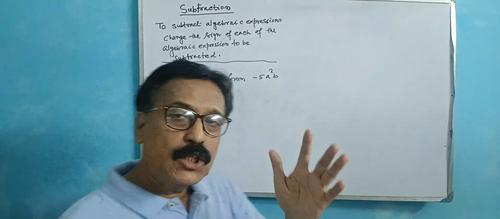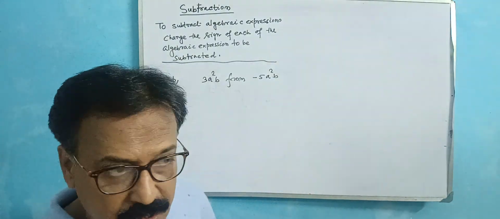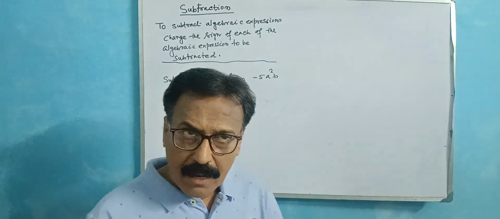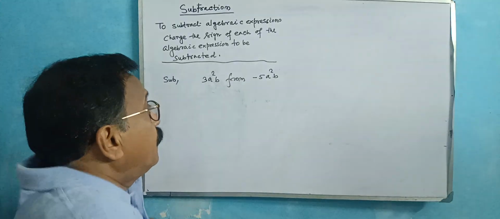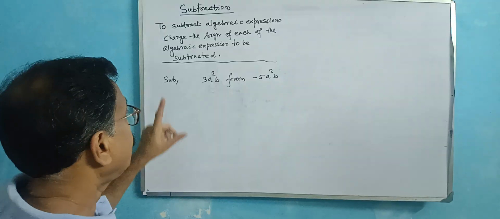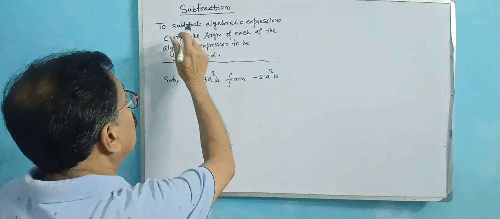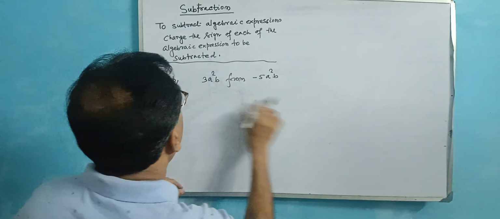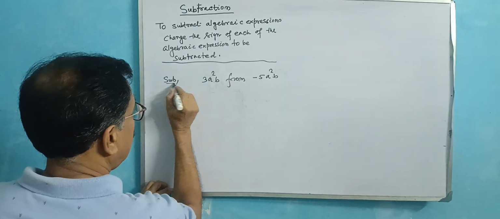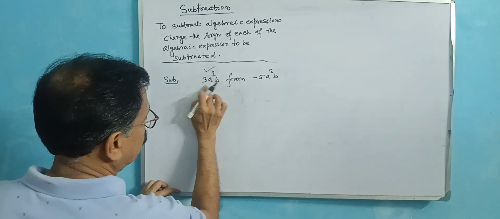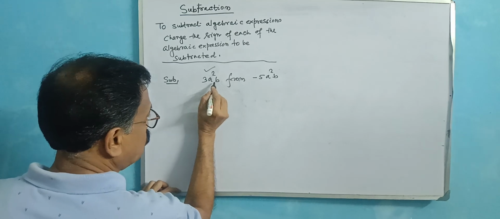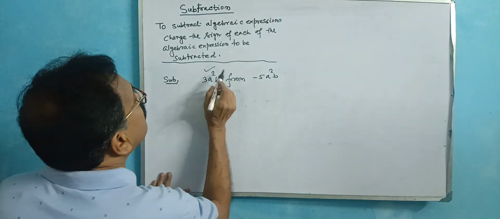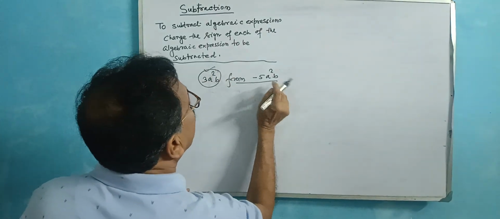Now, in case of addition, you know the horizontal process and the column process. Here, in subtraction, there are also two processes. To subtract the algebraic expression, change the sign. First one, the horizontal process. So subtract, that means you have to subtract this: 3a square b. This is very important, the basic thing must be clear. Subtract this from this.